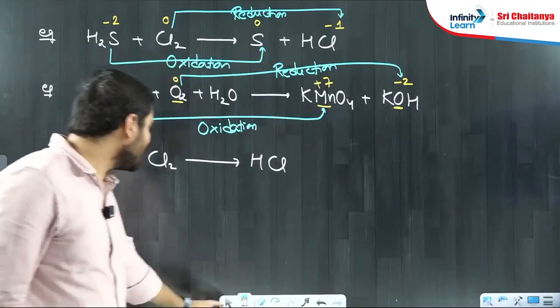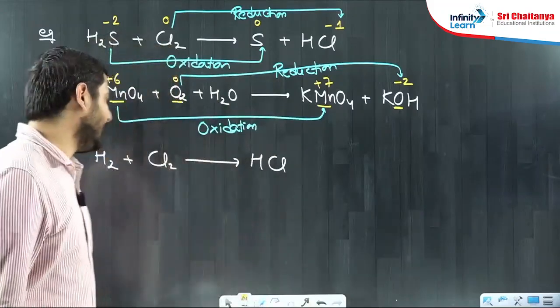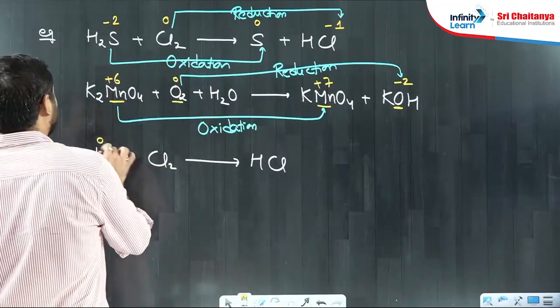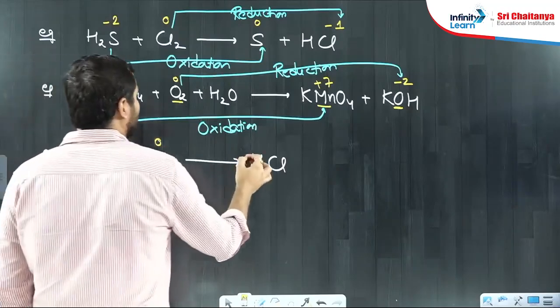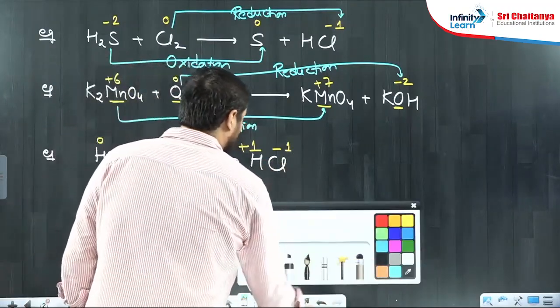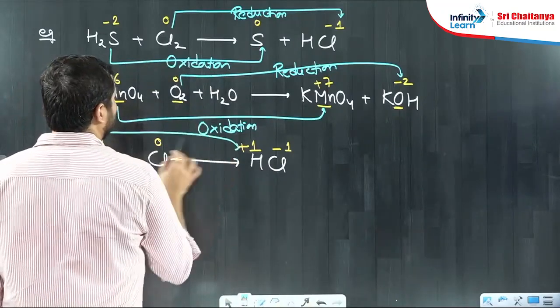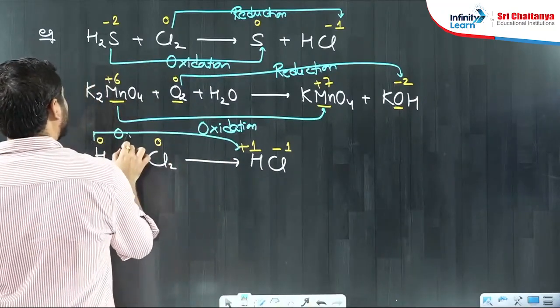Okay. Now move to the next one. H2 plus Cl2 gives HCl. What is getting oxidized? What is getting reduced? In H2, what is the oxidation number? 0. Cl2 is 0. In HCl, hydrogen is plus 1, chlorine is minus 1. Now if we consider H2 going to H positive, it is an increase. So increase is called oxidation.